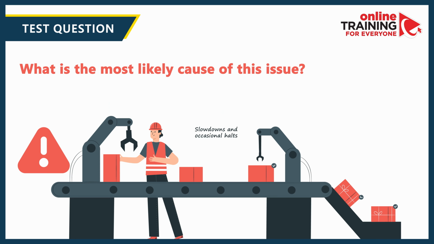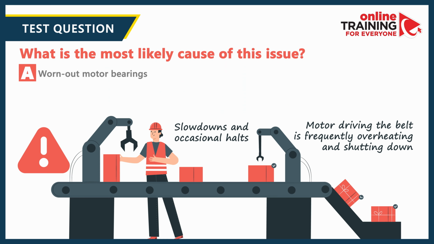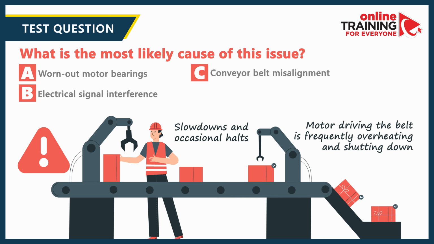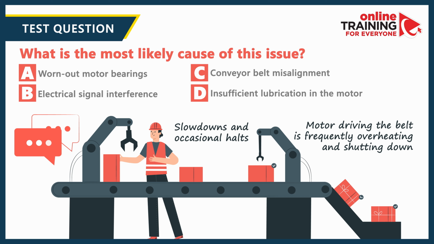Your choices for the answers are: choice A, worn out motor bearings; choice B, electrical signal interference; choice C, conveyor belt misalignment; and choice D, insufficient lubrication of the motor. Once you're confident in your answer, share it in comments and I'll provide my feedback. Best of luck with this exciting and intriguing question.